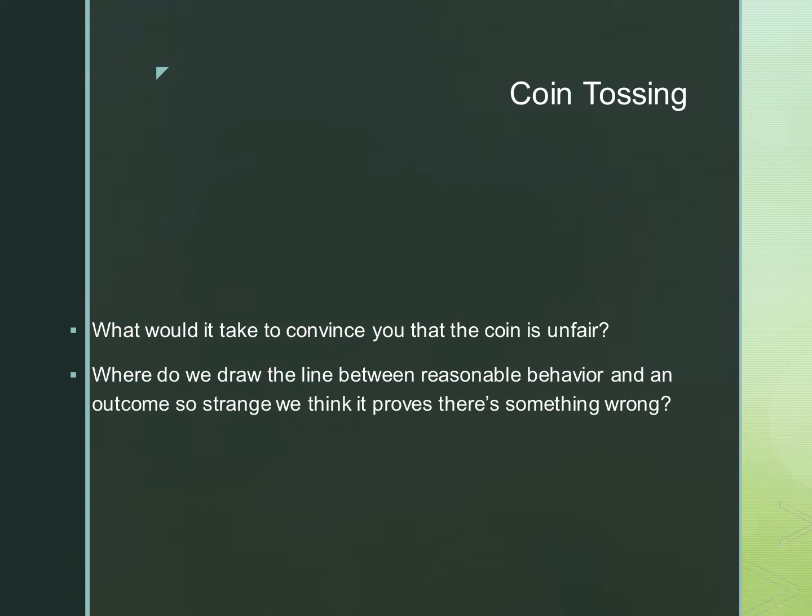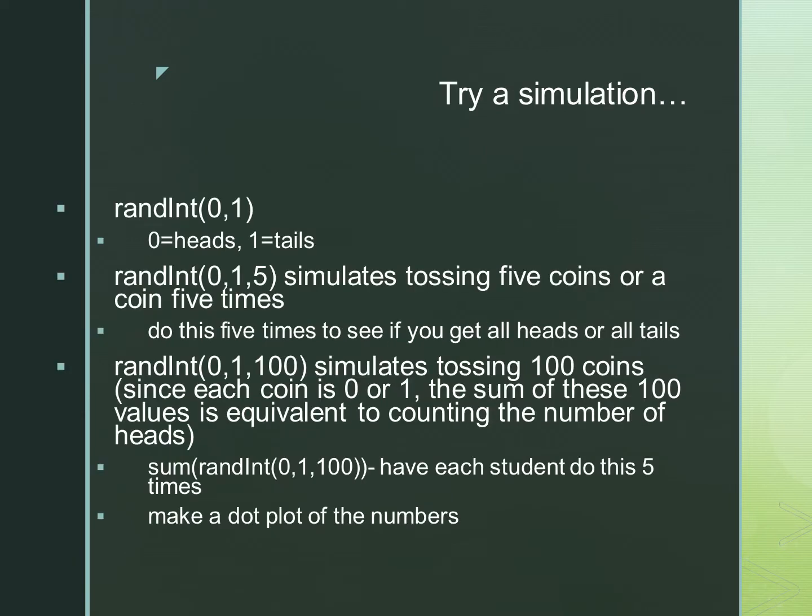We said about 75 heads would convince us that it's unfair. Where do we draw the line between reasonable behavior and an outcome so strange we think it proves something wrong? That's really what statistics ends up being about. Where is that line where we think, no, this is not natural, something's causing this change, versus, oh, that's just normal variation? So, get your calculators out. If you are not getting your calculator out and following along with me, most of the time you're confused. Get the calculator out and work with me.